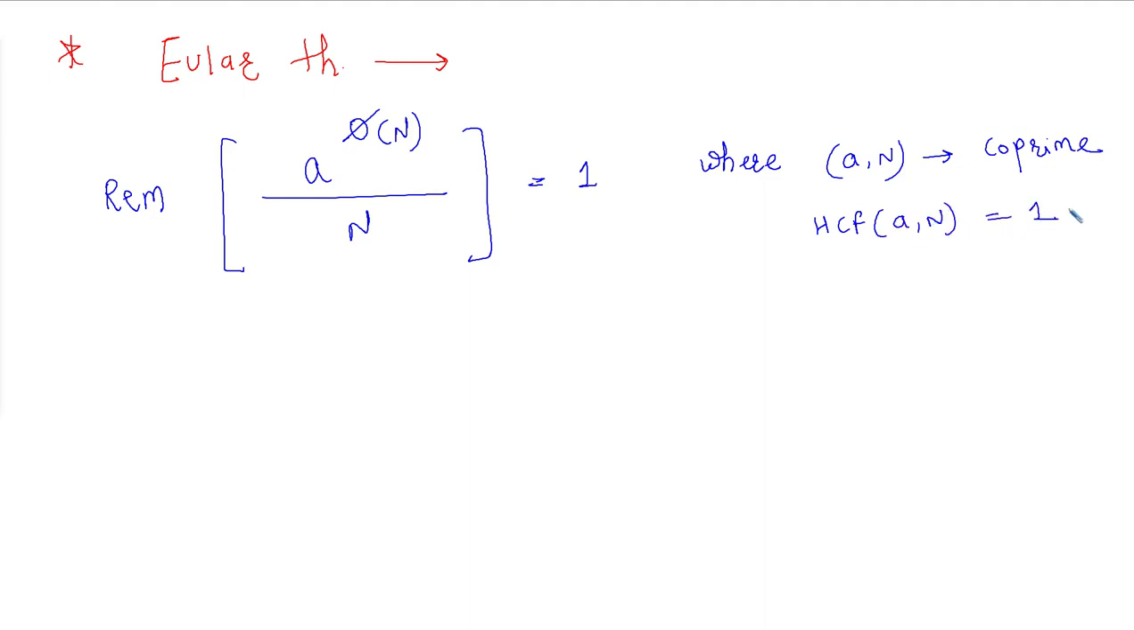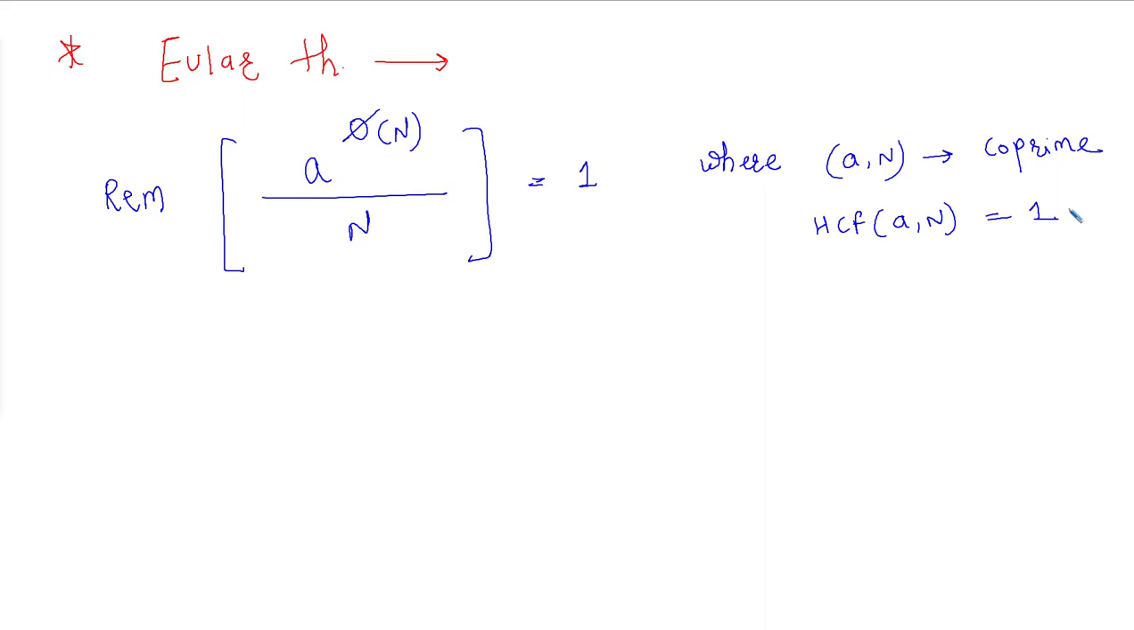The Euler theorem is: a to the power Euler of n divided by n, the remainder is always 1. So if we are dividing by n, in the power there should be Euler of n. Every example that we solved in the previous video we can solve by using this theorem.